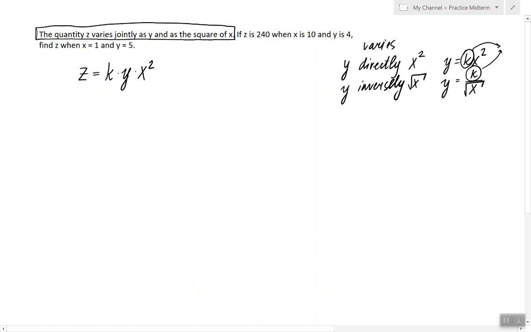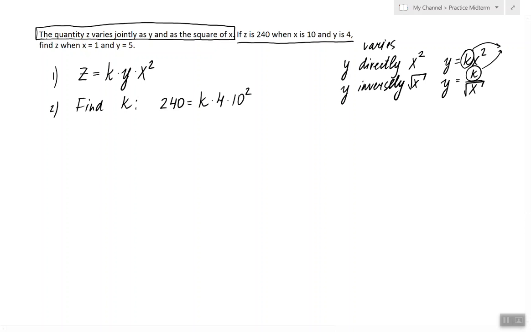So step one is to figure out the relation involved. Step two is to actually find k. Without knowing k, we cannot use that formula, as k is unknown. So to find k, we usually move on to the next sentence and we extract all the values given and we just plug them into the formula. So z is 240, k is unknown, so we just put it there, x is 10, and y is 4. So instead of y we put 4, instead of x we put 10.